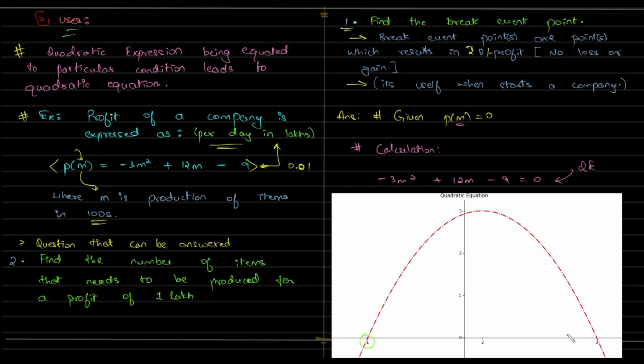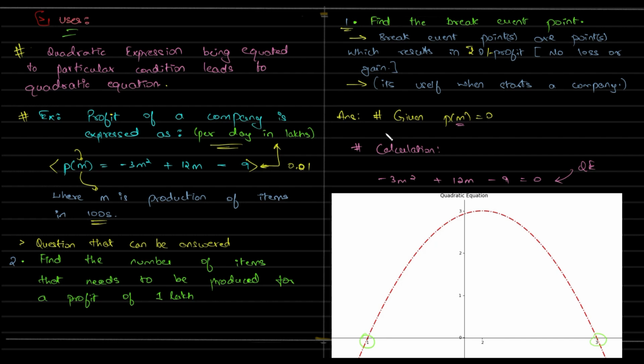So see this point of 1 and 3. Here I found it with the help of Python code, right? You can do it with different methods, and that's what we are going to learn. So basically, we're looking at 1 and 3. That is 100, if not 300 items per day will lead to the company making neither profit nor loss.